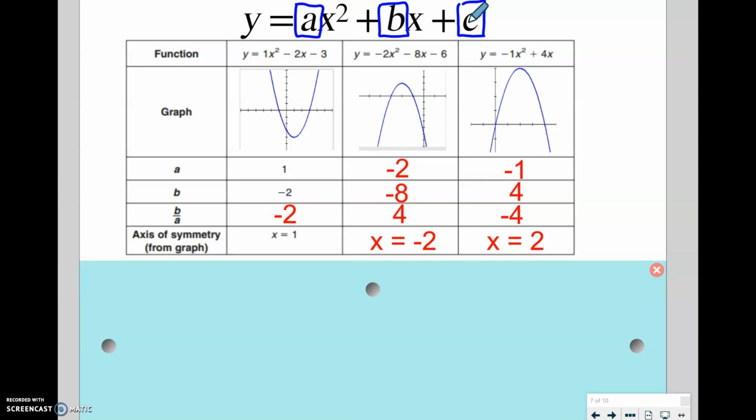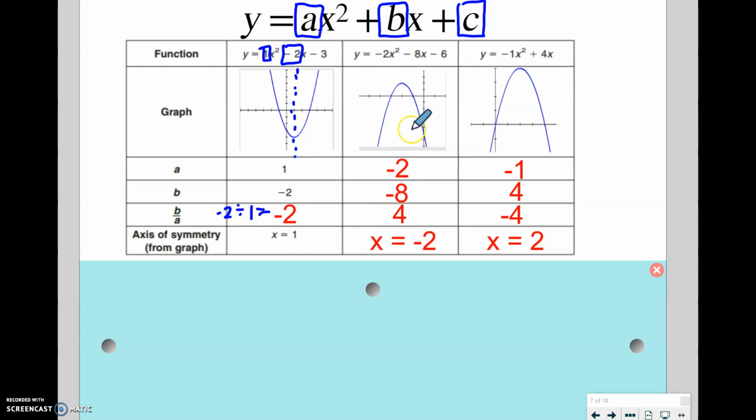This first function, you can see the graph of it. If I'm looking at the equation, the a value is 1 right there. The b value is -2. And if I do b divided by a, so -2 divided by 1, that's how I got that -2. And on the graph, we can see that the axis of symmetry is right here at 1. We're going to come back to this. I just want you to see how I'm getting these numbers.